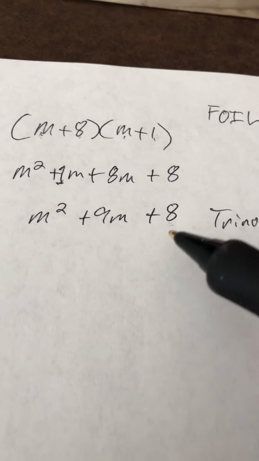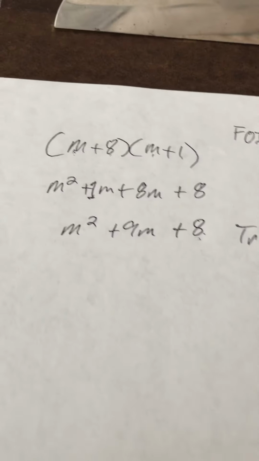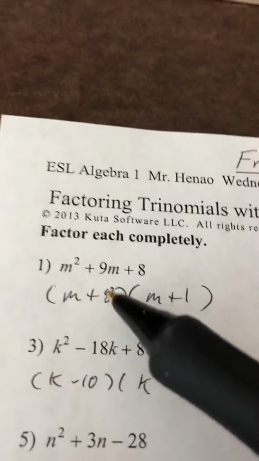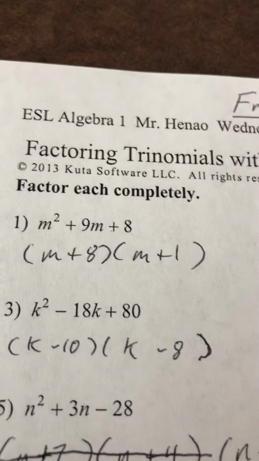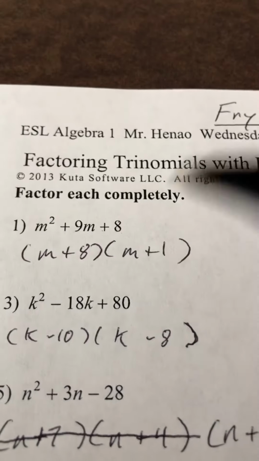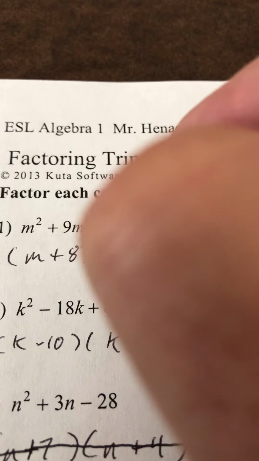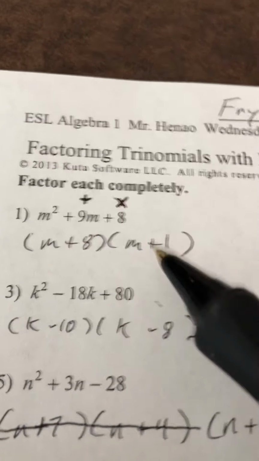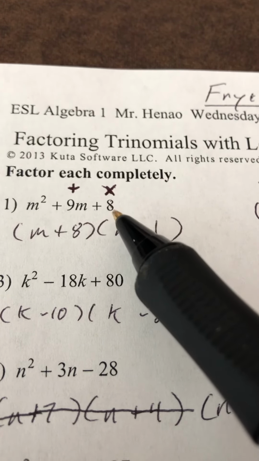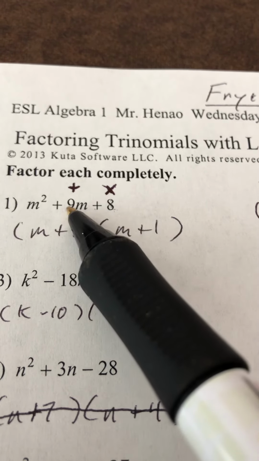So what we're going to do is take trinomials, factor them out, and make them into these binomials. So this is the one that we got. We're just going to think of FOIL backwards. We want to think of factors of 8, two numbers that when we multiply, we get 8, but when we add them, we get 9.